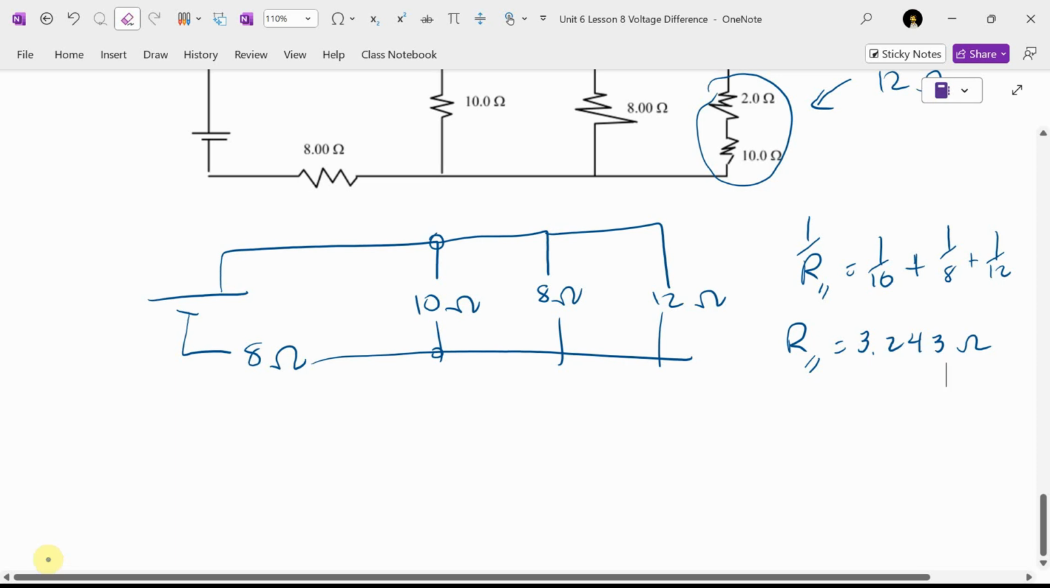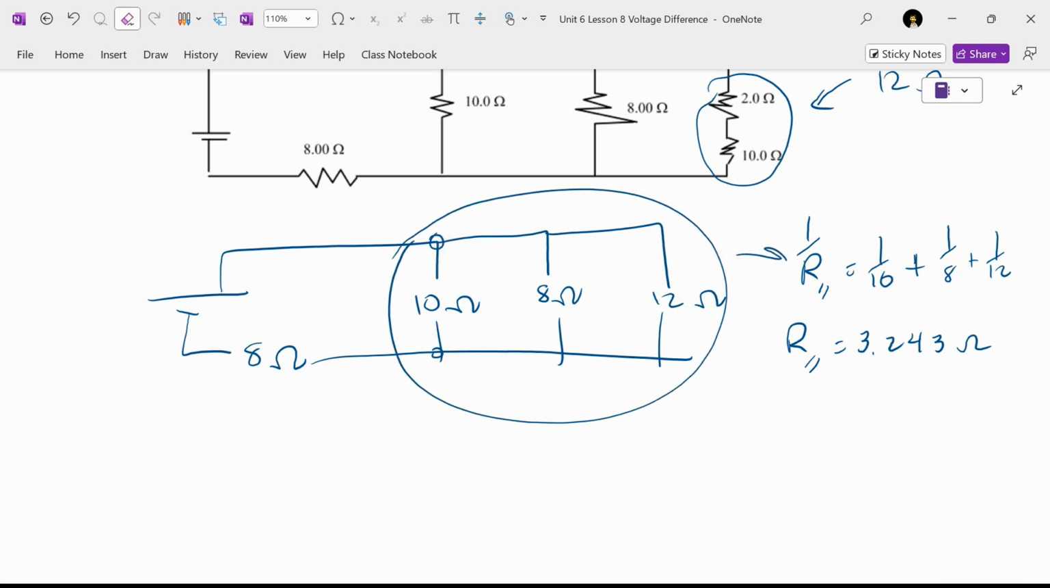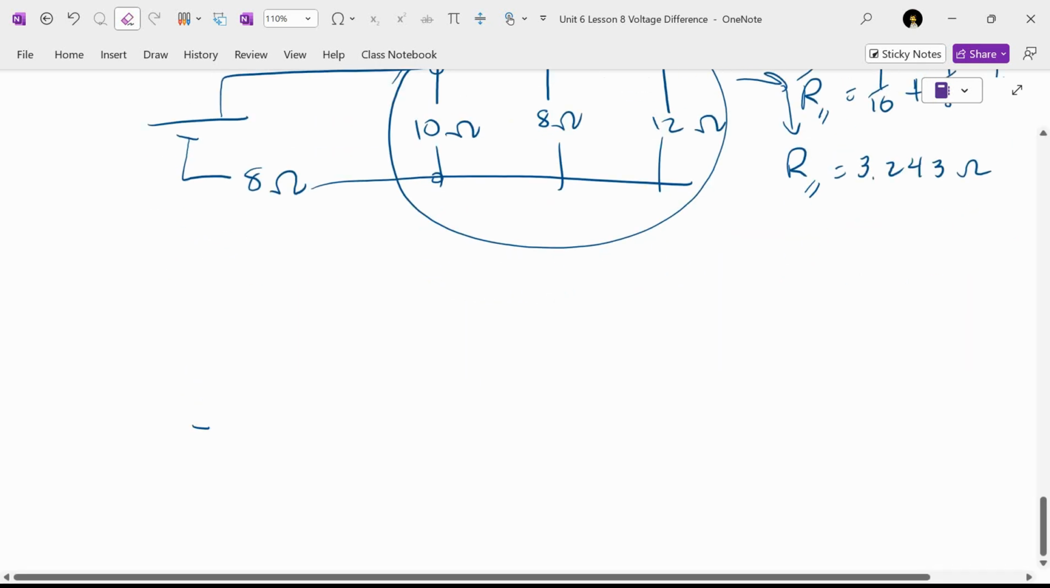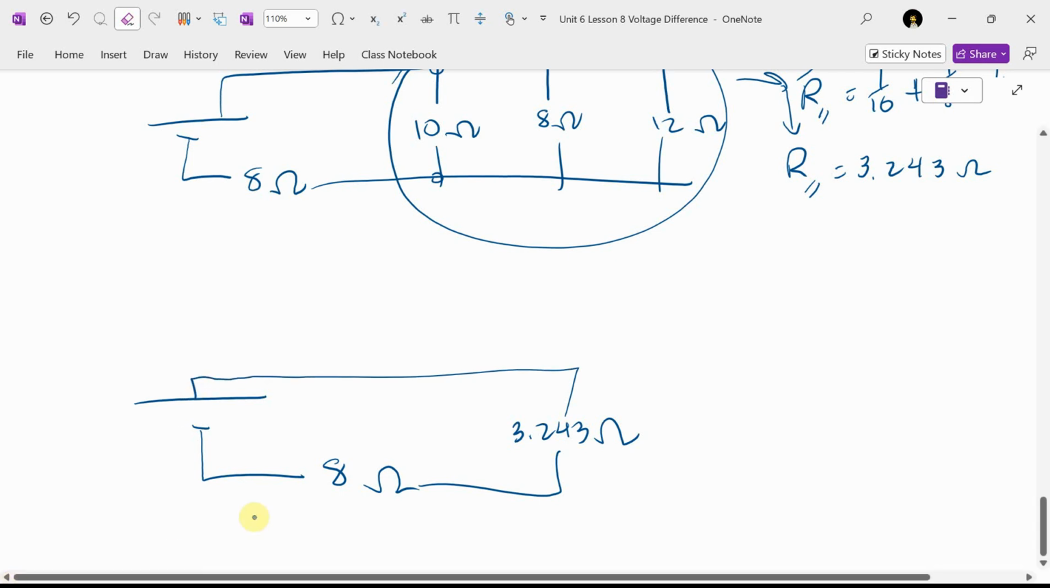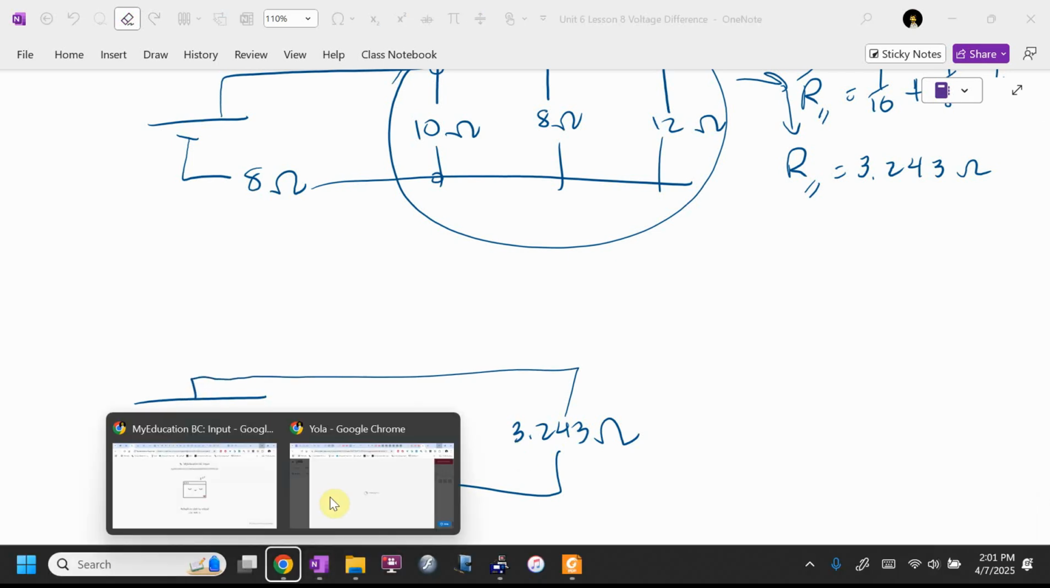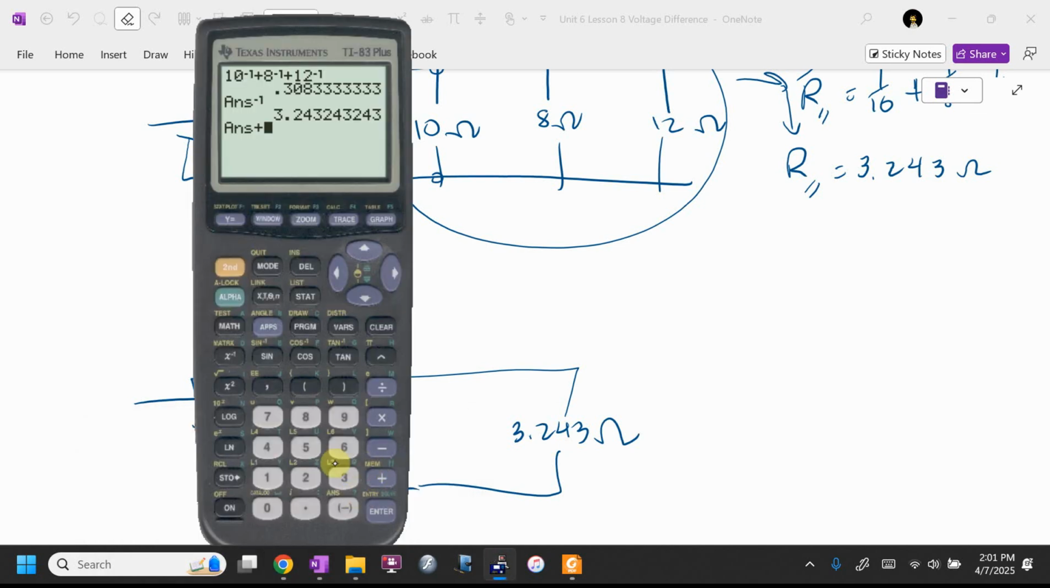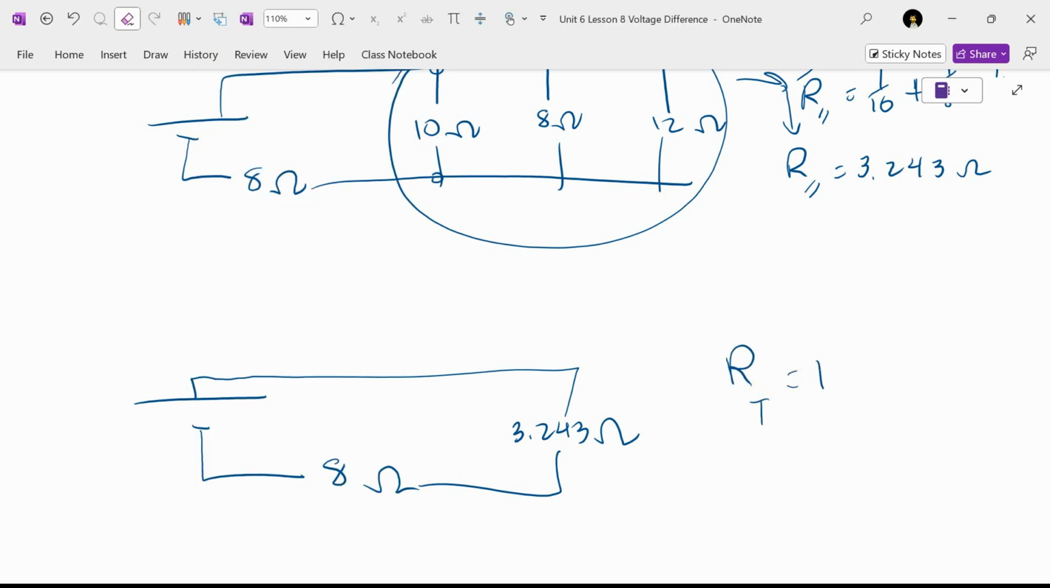Now, what I'm saying is this whole mess is that. So I can resketch this one more time. There's an 8 ohm resistor, and this whole mess is a 3.243 ohm resistor. That's my new circuit. These two are in series, so I can just go 8 plus that, or as I'm going to go, answer button, plus 8. And I get R total is 11.2 ohms.